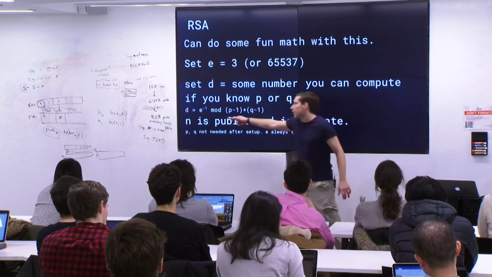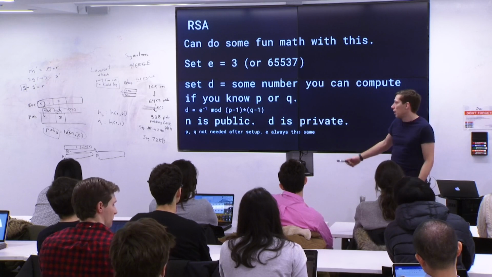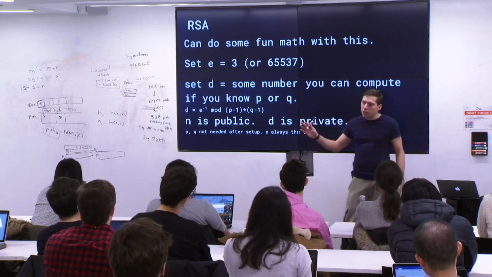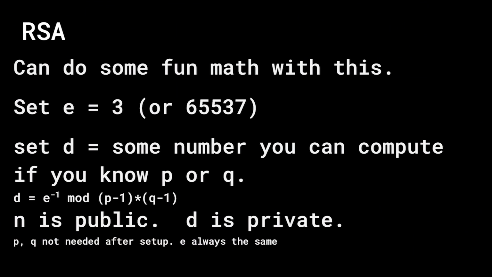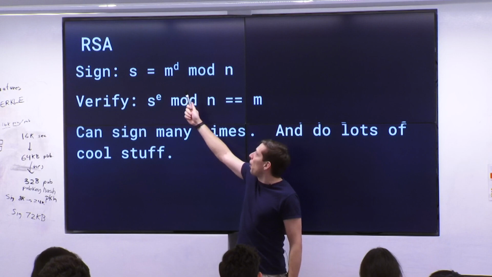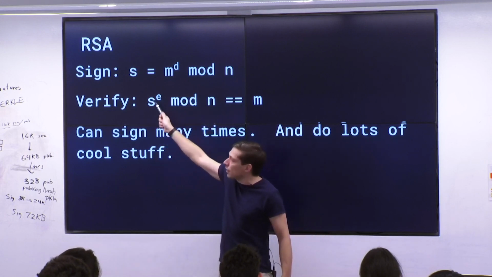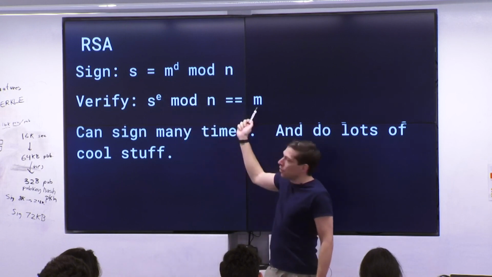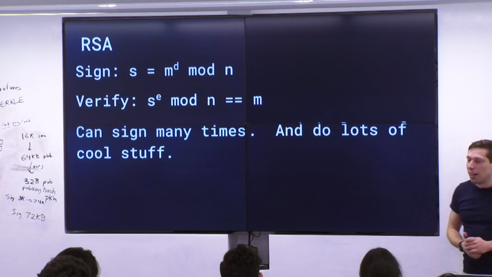And so this is how you compute D, whatever. But the idea is N is your public key and D is your private key. E is always the same, and P and Q you can discard afterwards. And then what you can do, and I'm not going to get into it, is say my signature S is: I can take the hash and make a message M. Message to the D power modulo N. And if I verify, if I take that signature to the E power modulo N, it should equal M again, which is crazy and kind of awesome.